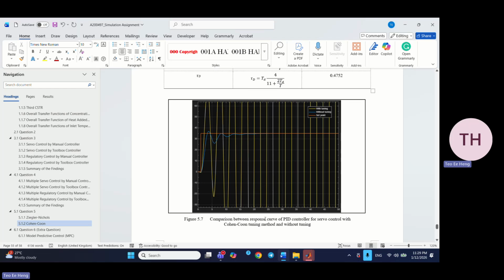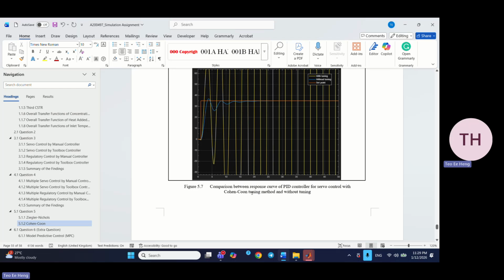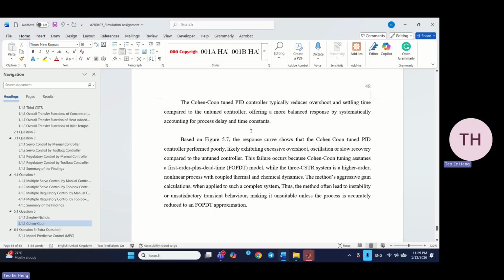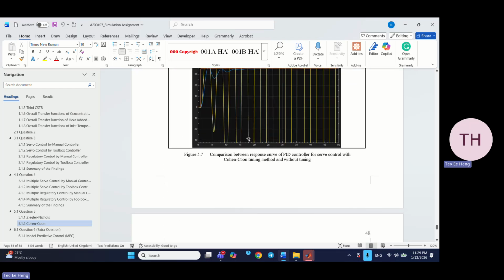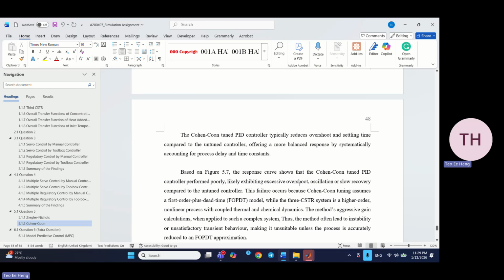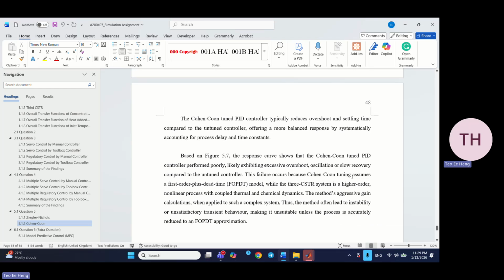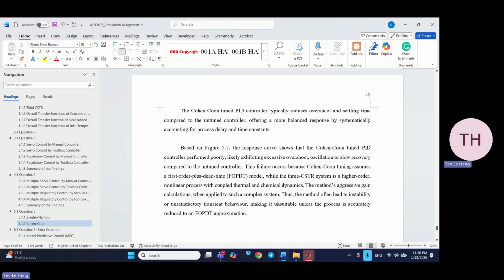After that, we compare the response curve for the PID controller for servo control with the tuning method, which is the Cohen tuning method, and then without the tuning. But here, the tuning method is not suitable for the model, because the Cohen tuning assumes a first order plus dead time model, but for the question, the reaction tank, which is the 3 CSTR system, is a higher order, so the model will lead to instability and unsatisfactory transient behavior, making it unsuitable.